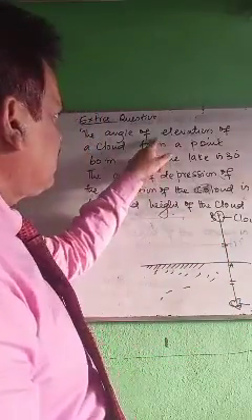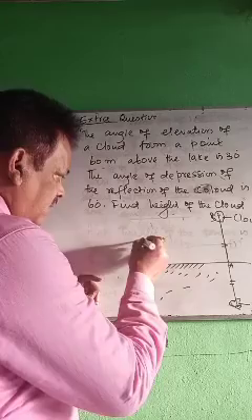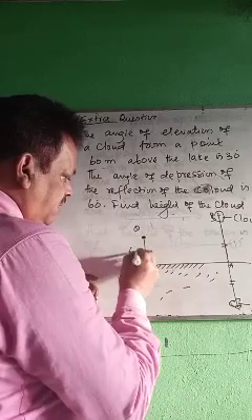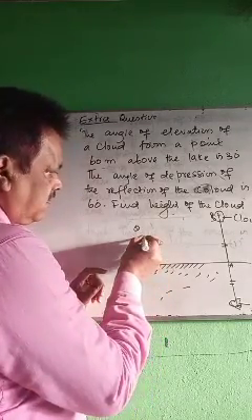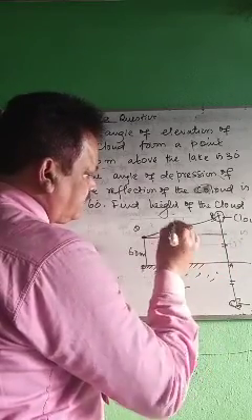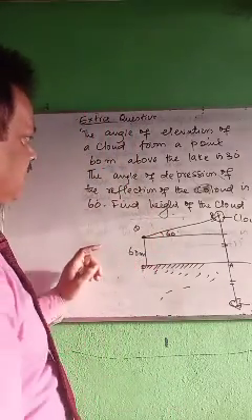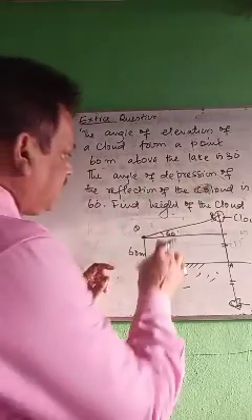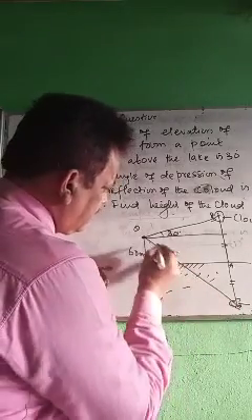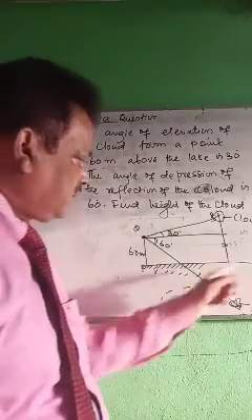But here is a question, angle of elevation of the cloud from a point 60 meter above the lake. So there is a point here, 60 meter above the lake. This angle is, if I draw here, this is your 60 degree. Okay, angle of elevation is 30 degree. Sorry, this is 30 degree. Depression means this point, this is 60 degree.